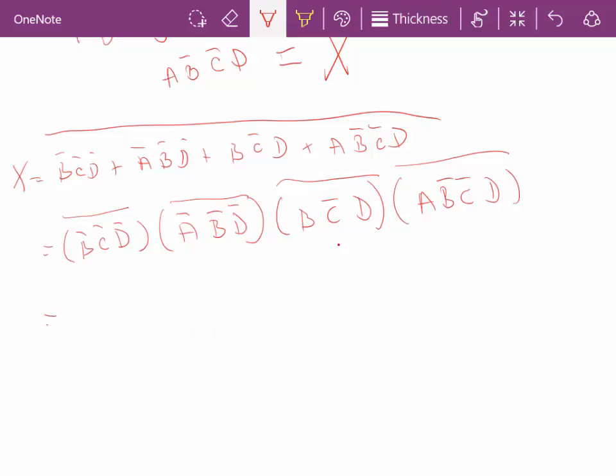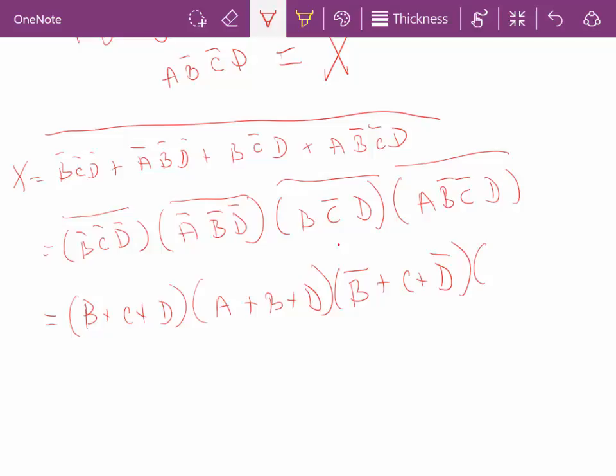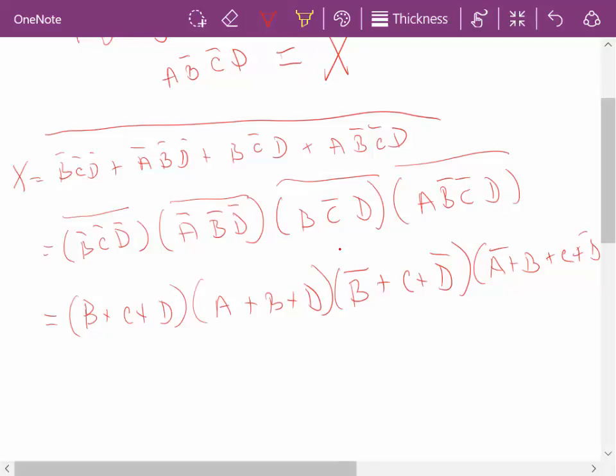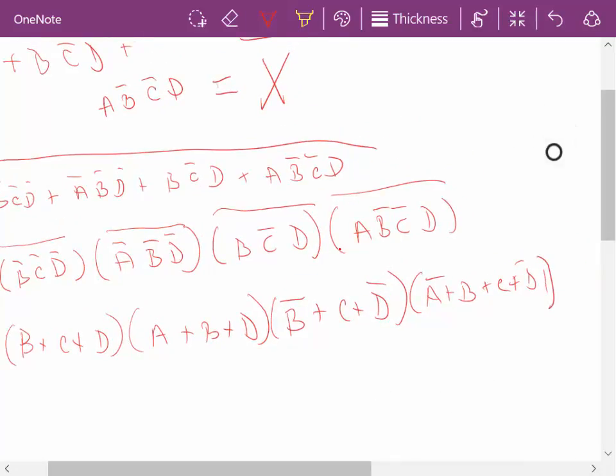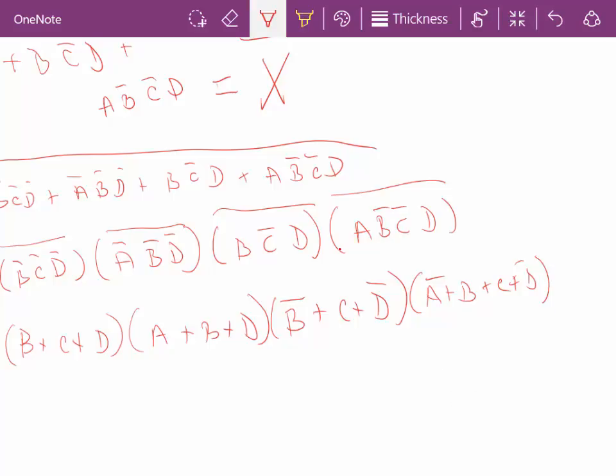So my next step is B plus C plus D, right there. A plus B plus D. B naught plus C plus D naught. Now notice that I'm inverting each of these as I do it. A plus B plus C plus D naught. Right there. So that is my final implementation. So I read the zeros out right there.